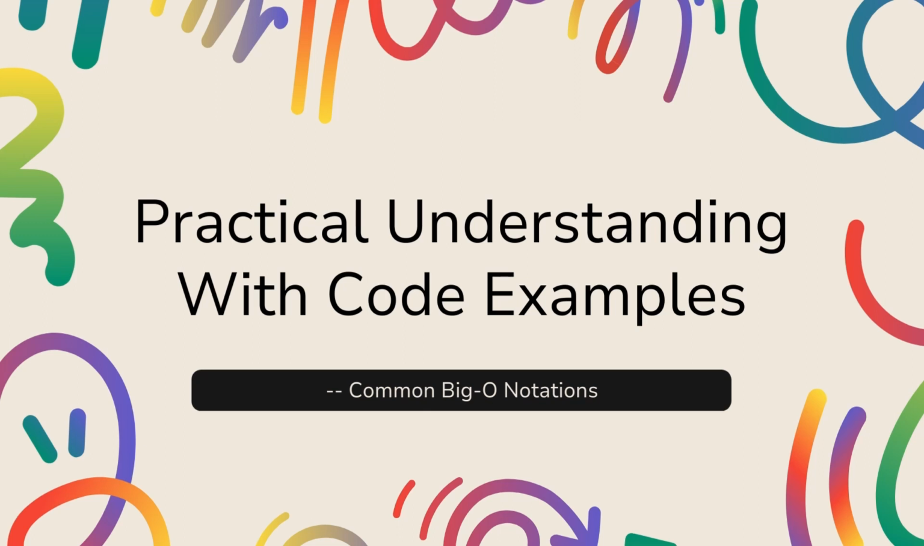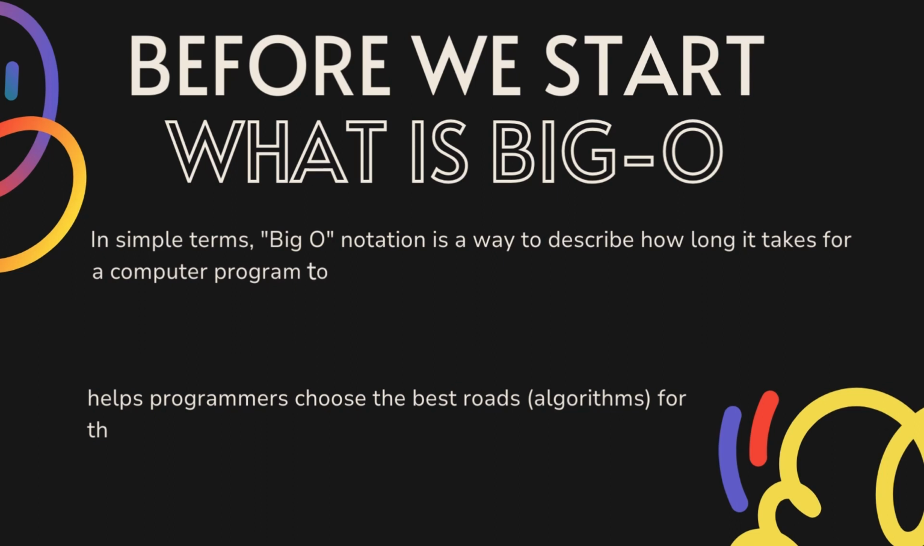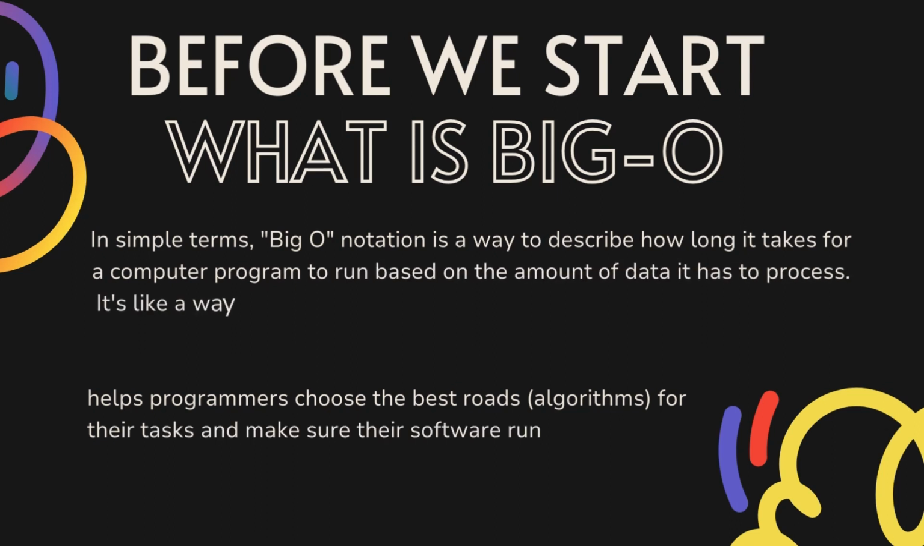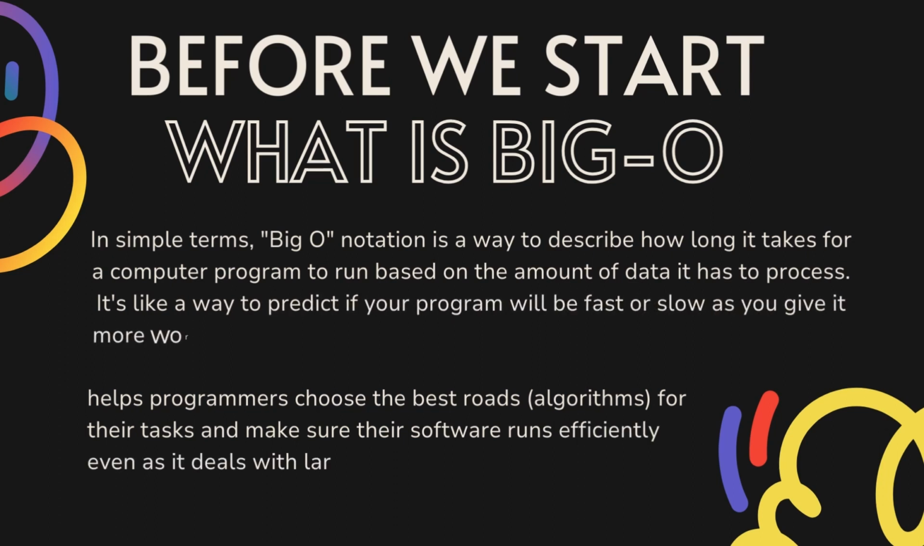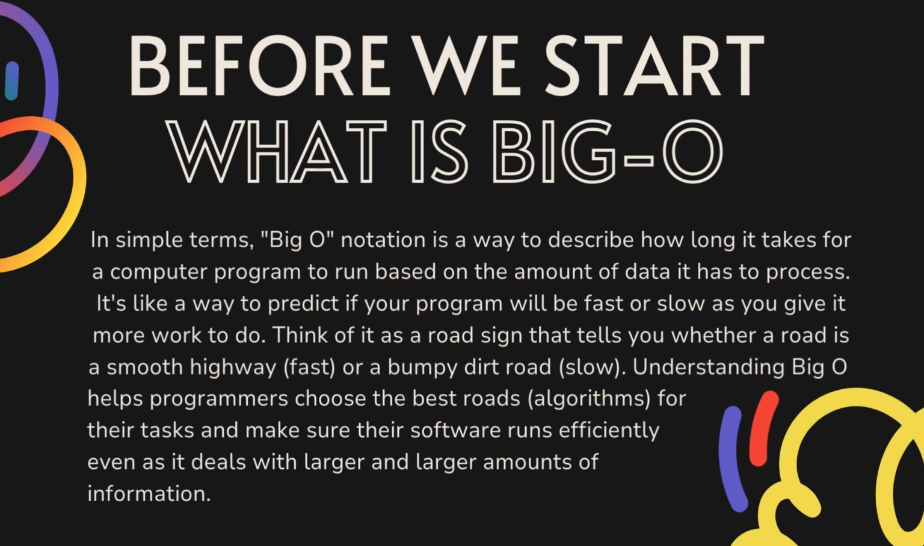So before that, let's see what we learned in the previous video. So we saw what big O notation actually is. We can say it is a way to describe how long it takes for a computer program to run based on the amount of data it has to process. It is like a way to predict if the program will be running fast or slow as you give it more data. Understanding big O helps programmers choose the best algorithm for their task and make sure their software runs efficiently even as it deals with larger and larger size of information.